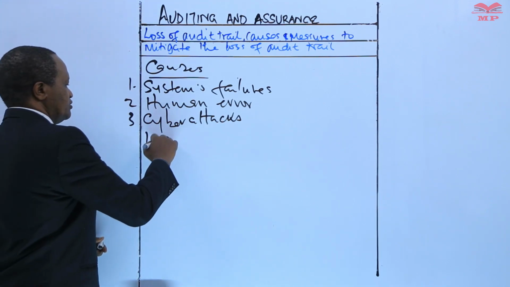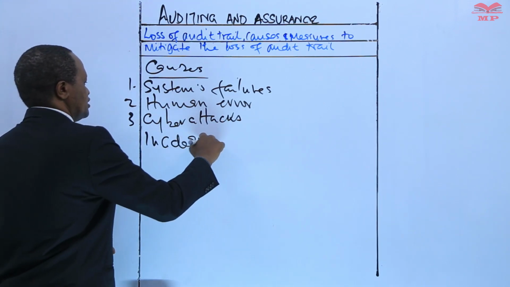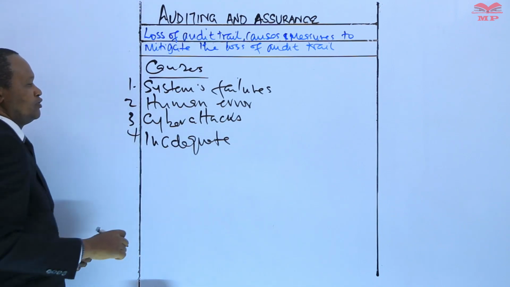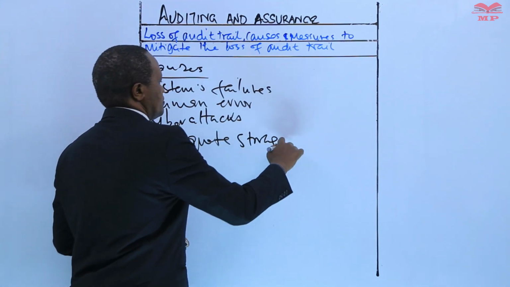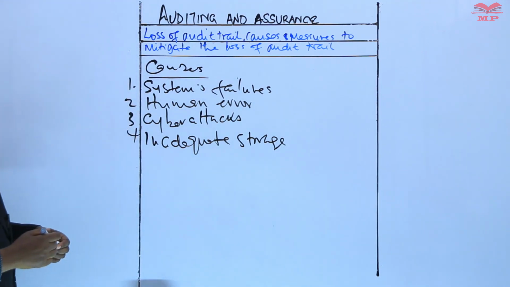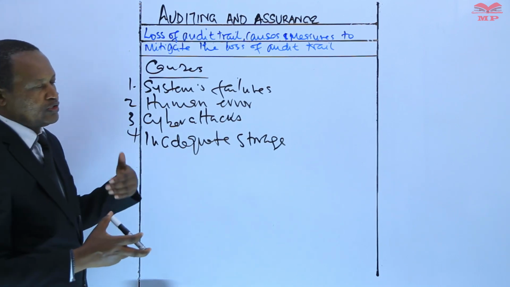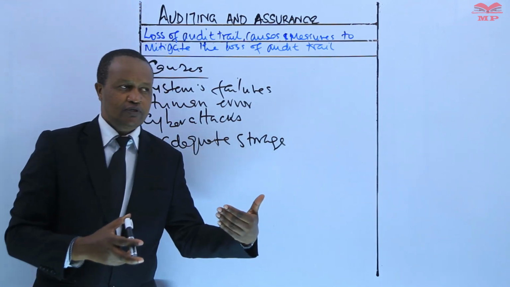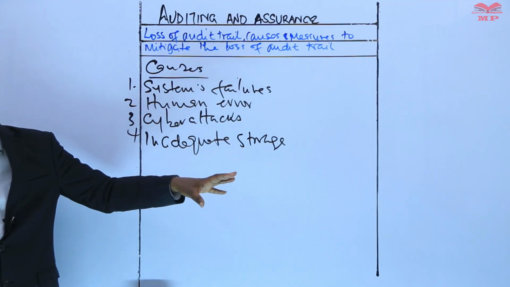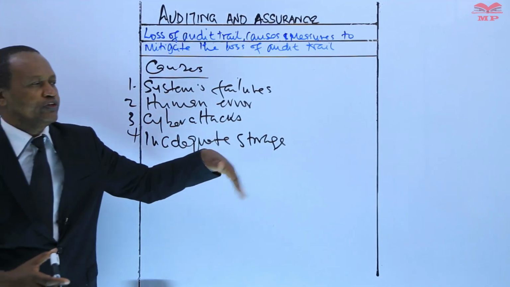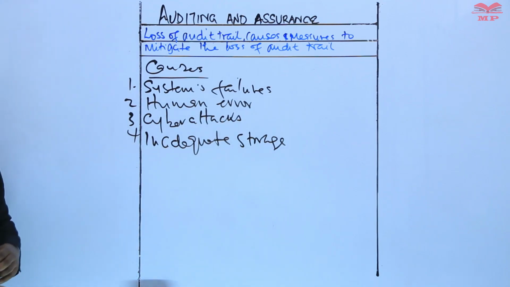Inadequate storage is another cause. Number 4, inadequate storage, inadequate space. If storage capacity is limited, old audit logs can be automatically overwritten, leading to a loss of historical records.